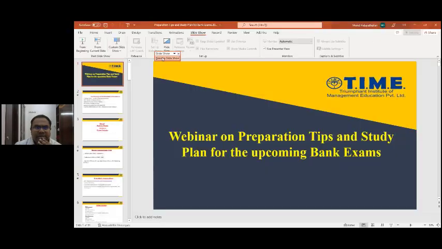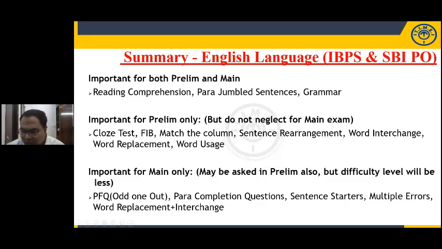Right now, this is English. Reading comprehension, para-jumbled sentences, grammar. When I say grammar, it is error identification. Broadly, two important things: error identification, phrase replacement. Reading comprehension, para-jumbled sentences, grammar, error identification, phrase replacement are important for prelim and main.